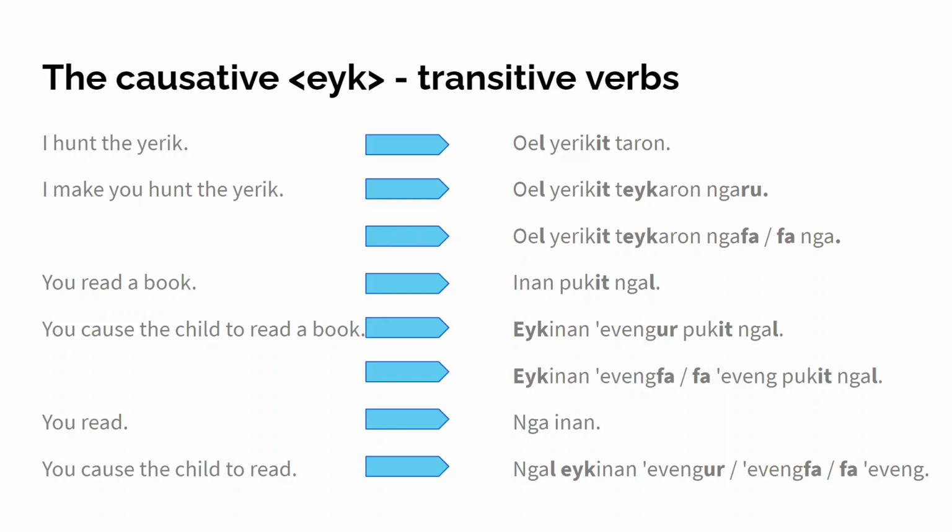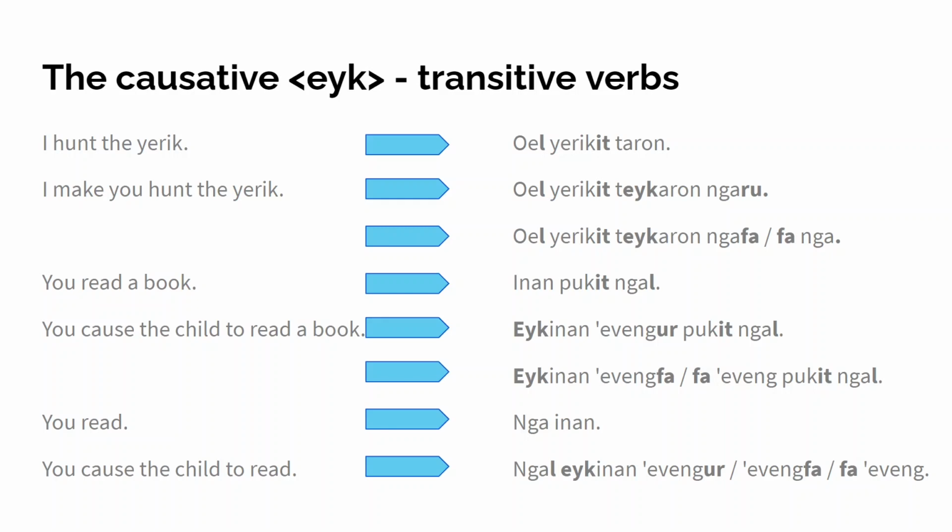You can use both always, but if you use fa, you kind of take the focus away a bit from the person being caused to do something. So it's more like I make the Yerik being hunted by you. So the you has less of a focus on it. The focus is more on me or the Yerik. But you can always use both of them. They're always correct. Let's look at another example.